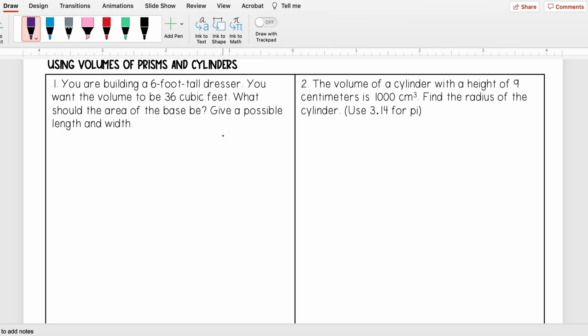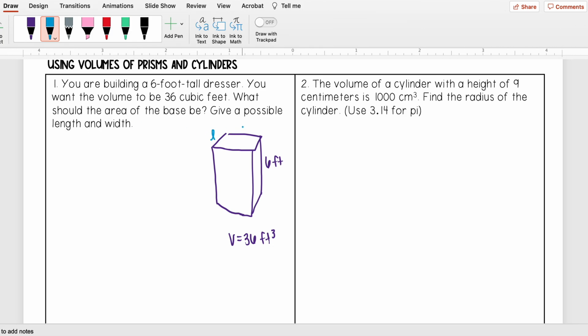Okay, so I'm building some dresser. And so we know a dresser is going to be a rectangular prism. And we are told that it is 6 feet tall, so I know the height here is 6 feet. And I know that the total volume is 36 cubic feet. I want to know a possible length and width and what the area of the base should be.